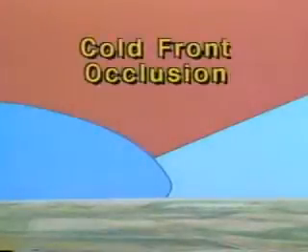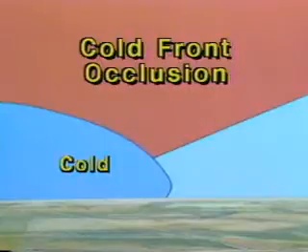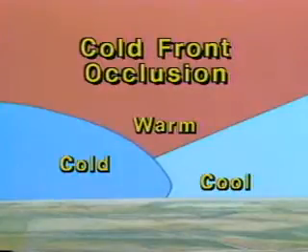The other type is a cold front occlusion. Here, the cold air is replacing cool air at the surface. This type of occlusion generally doesn't produce weather as poor as a warm front occlusion. However, like the warm front occlusion, the weather associated with it is hard to predict, and can produce a wide variety of weather considered dangerous to most general aviation aircraft.